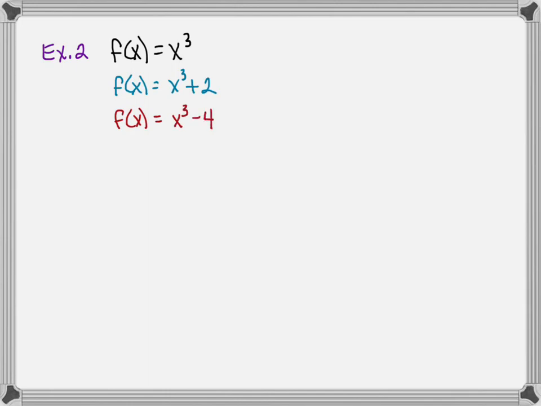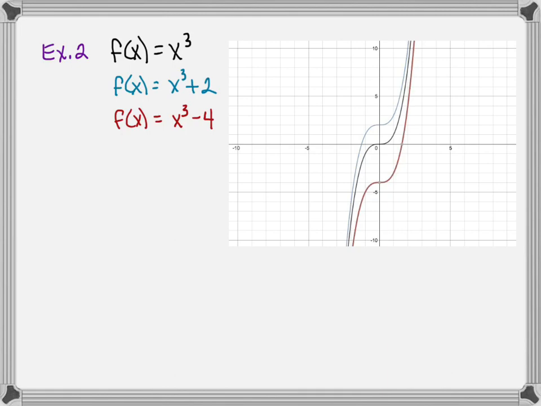Okay, let's look at another set of examples. Again, starting with the parent function, f of x equals x cubed. We'll also look at f of x equals x cubed plus 2, and f of x equals x cubed minus 4. So here's a graph of all three graphs on the same coordinate plane.